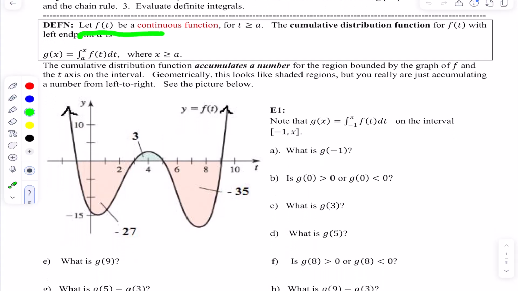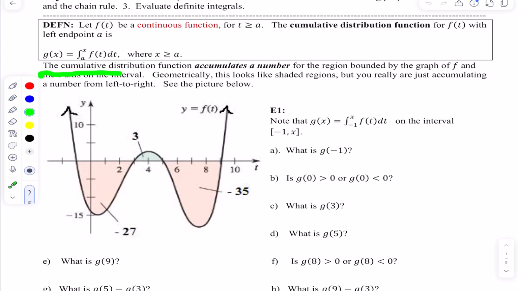Let f of t be a continuous function for t greater than or equal to a. The cumulative distribution function for f of t with left endpoint a is this g of x function defined in the form of an integral where x is greater than or equal to a. Notice the independent variable is x. In the form of the integral, the x is right there.